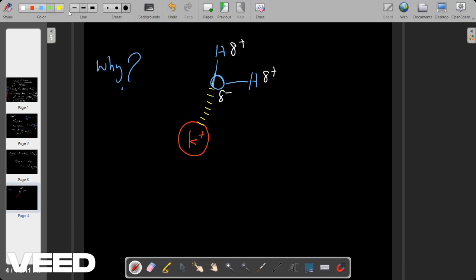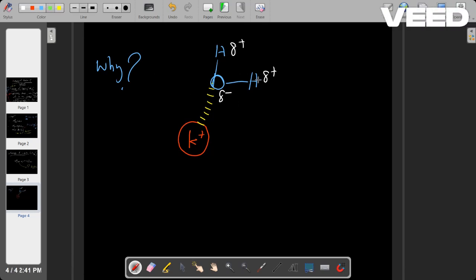Ion dipole interactions are very strong, but not strong enough for this. You can't break this covalent bond with that, right? There are exceptions, with some experimental, controlled conditions, you can break even a covalent bond, but here you can't break it with this. So we call it what, between an ion and a permanent dipole? Ion dipole bond.